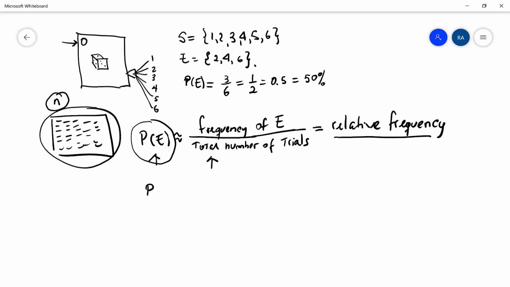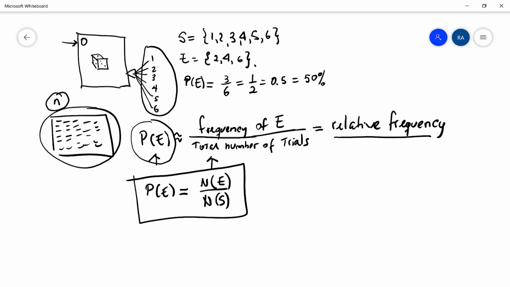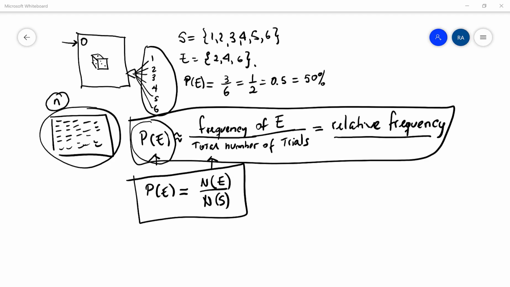Remember, if the die is fair, all outcomes have the same probability, all outcomes are equally likely. Then the probability could be obtained by counting the number of ways that we can obtain an even number from the sample space, divided by the number of outcomes in the sample space. That is the classical approach, and this is the empirical approach. In both cases, we compute the probability by counting.